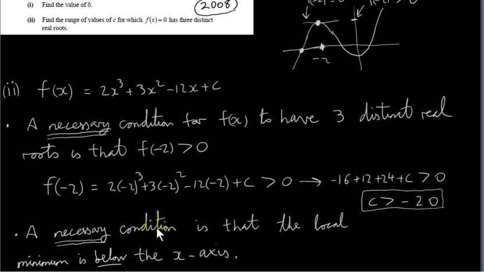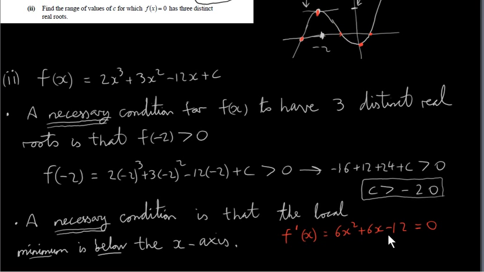Another necessary condition for the function to have 3 distinct real roots is that the local minimum is below the x-axis. So we must have the local max above the x-axis, and we must have the local min below the x-axis. Then we will have three distinct real roots.